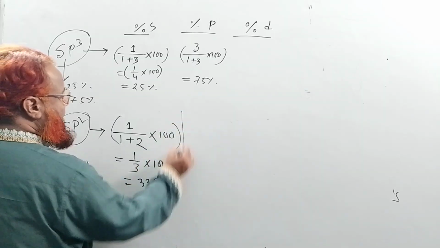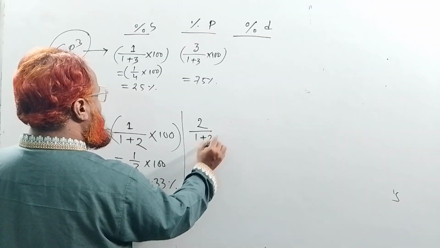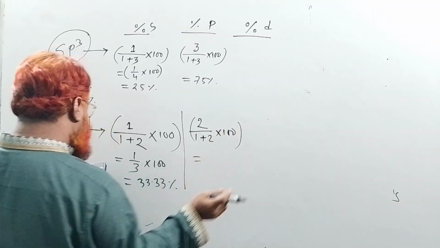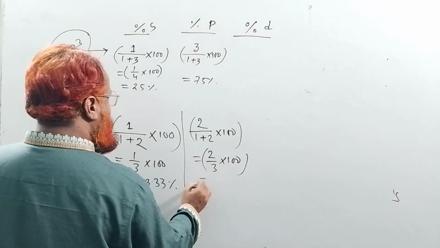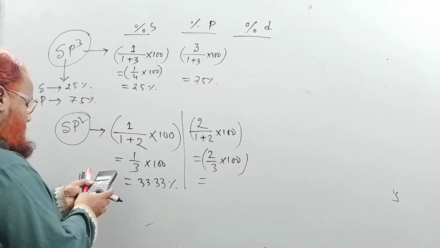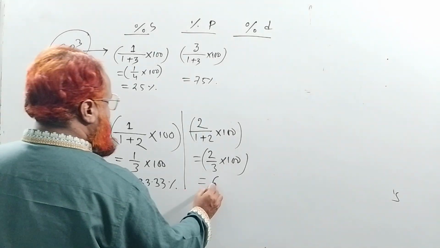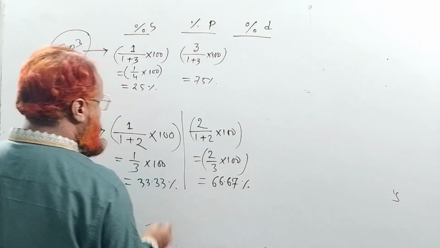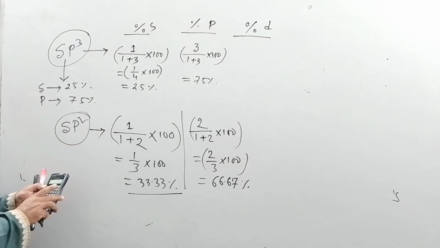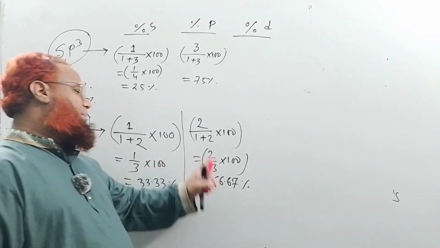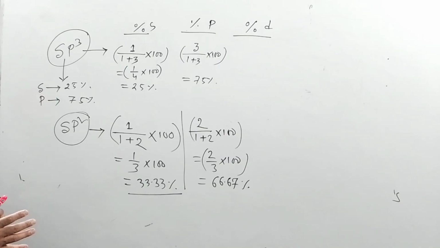And if we calculate the percentage of p, you have 2 divided by 1 plus 2, times 100%, or you can subtract from 100%, both are correct, no problem. So 2 by 3 times 100%, which makes 2 times 100 divided by 3, so 66.67%, or you can subtract this 33.33 from 100%. So in this sp2, the percentage of s is 33.33 and the p percentage is 66.7. Similarly, you can easily find the others.